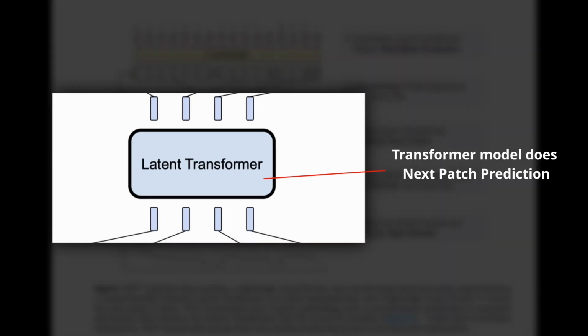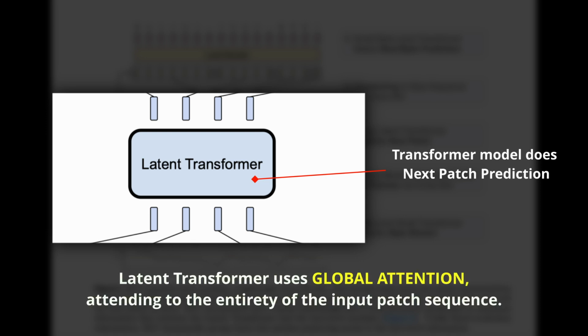The latent transformer uses full global level causal attention by attending to the entire patch sequence. So the local encoder is a shallow and lightweight model that uses local attention but on a larger byte sequence, and the latent transformer is a much larger and heavier model that uses global attention but on a shorter patch sequence. I hope you're understanding the big division of labor here.